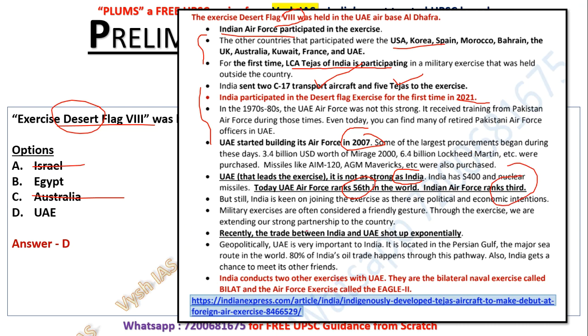India and UAE trade has always been high, but during COVID and post-COVID time, it has shot up significantly, exponentially. India conducts 2 other exercises with UAE, and they are bilateral, meaning only India and UAE are there. The naval exercise is Bilat, and the Air Force exercise is Eagle 2. So Eagle 2 and Bilat is what India does with UAE, the Navy and Air Force, and the group of countries together do the exercise Desert Flag 8.